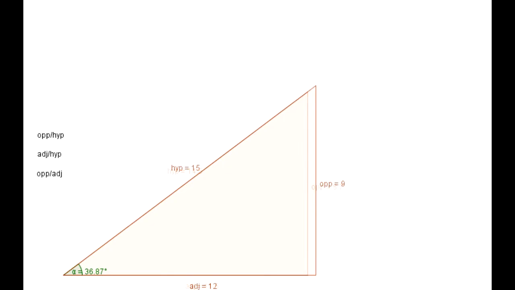And we can choose any enlargement factor. This is from the basic one of 6, 8, 10. This is a scale factor of 1.5. So my opposite side goes from 6 to 9, because 6 times 1.5 is 9. But look what happens to the ratios. Opposite divided by hypotenuse is still 9 over 15, which is 3/5. 9 over 12, which was the opposite over adjacent, is still 3/4. And 12 over 15, the adjacent divided by hypotenuse, is still 4/5.